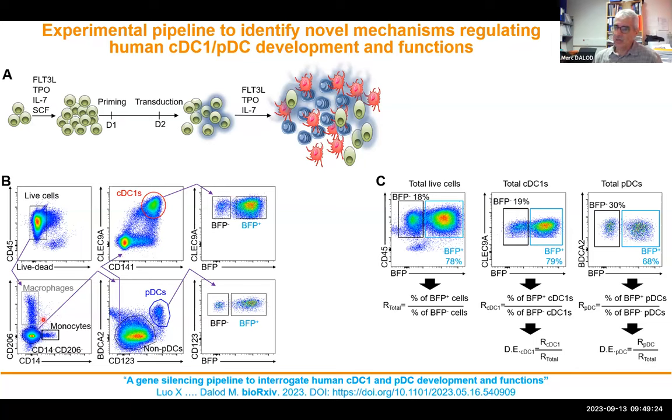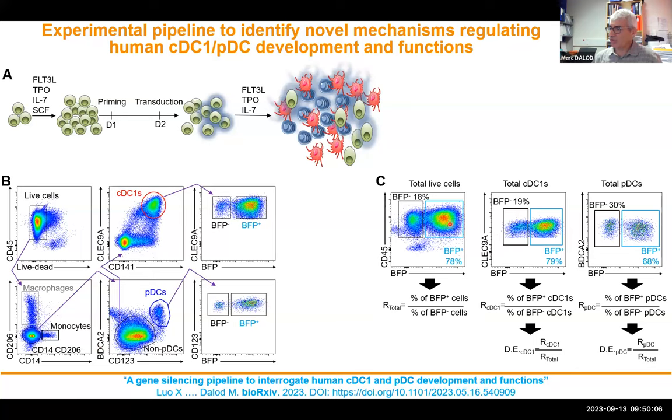So in these cultures, you can exclude macrophages and monocytes based on CD206 and CD14 expression. You can identify CDC1 based on co-expression of CLEC9A and CD141, and PDCs based on the co-expression of BDCA2 and CD123. And then within PDCs and CDC1, you can look at the fraction of transduced cells that express the reporter blue fluorescent protein and untransduced cells that are not blue. And then you can calculate whether there is a bias in the frequency of transduced cells in different cell populations, to see if transducing cells and genetically manipulating them is altering the differentiation or survival.